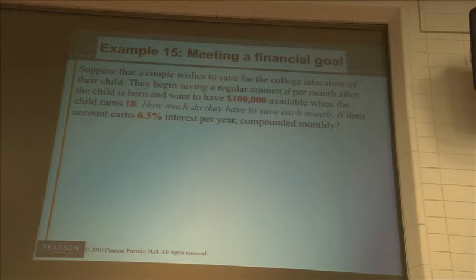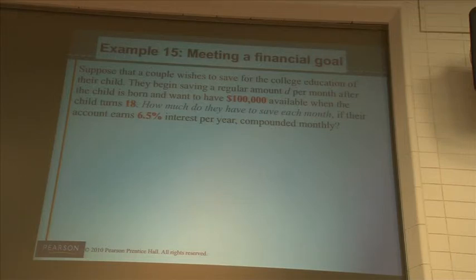So we have a couple, they want to save for the college education of their child, and they want to start saving a certain amount of money every month after their child is born until this child turns 18. They want to end up with $100,000. Now they need to know how much they have to save at a 6.5% interest rate in order to get $100,000. So we're solving for one of the other variables. It's the same formula, it's just we're plugging into a different spot.